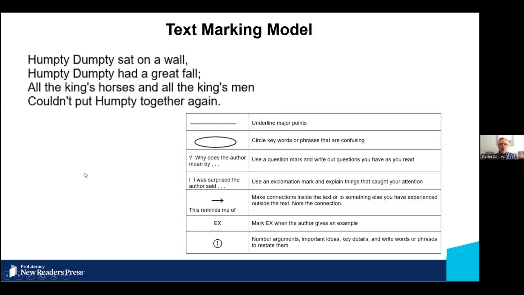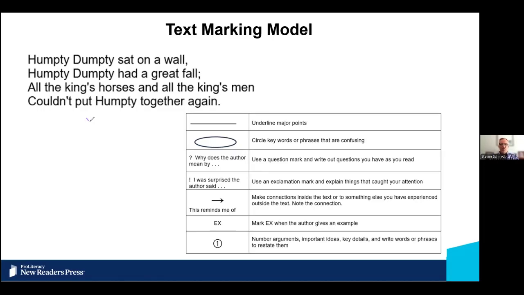Okay, so let me model some text marking, and I am going to use the rhyme on the bottom of page 2. Let me see if my annotation is going to work, and it appears it will. Good deal. Here we go. All right, it's working. So I'm going to model how I would mark this text. Let's pretend that you are my students, and I'm going to do a text marking model. So, guys and gals, we've been talking over these last few class sessions about becoming active readers.